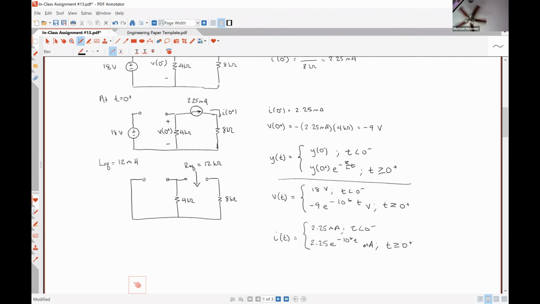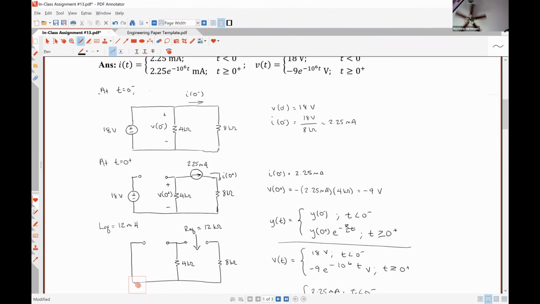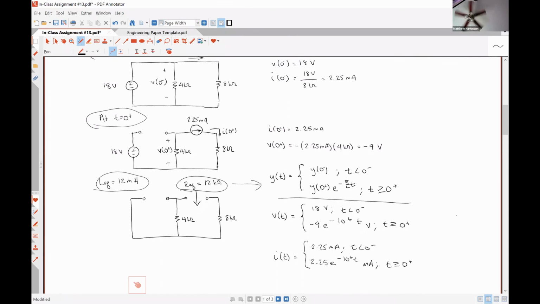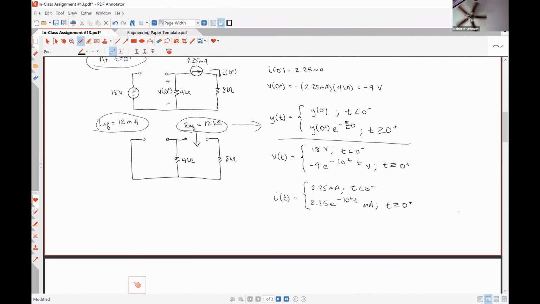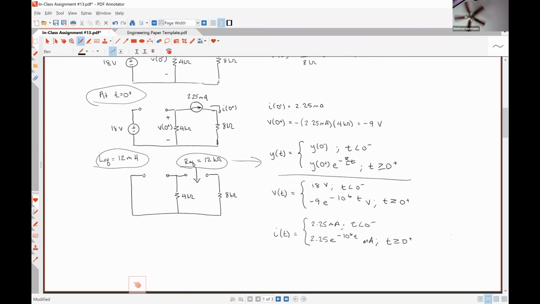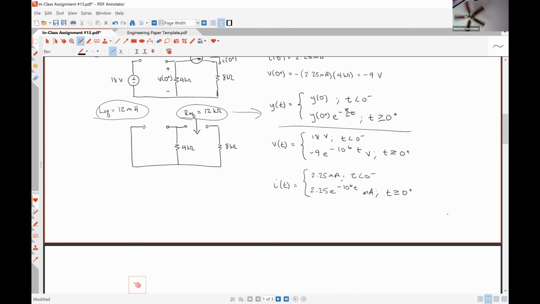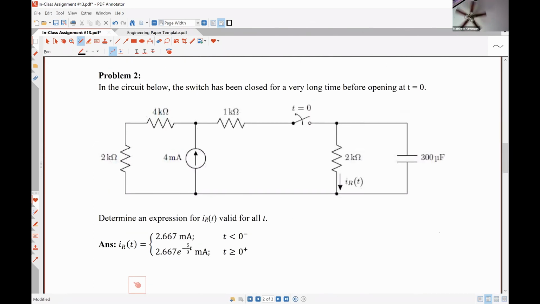So the steps that we follow for this are: analyze the circuit at t is equal to 0 minus, then analyze the circuit at t is equal to 0 plus, find LEQ, find REQ, and then plug all of that information into our generic formula. It doesn't matter if we have an RL circuit or an RC circuit. This is just how we're going to approach it. It's a very algorithmic approach, and if you do the steps in the right order, you will always get the right answer. Any questions on that first problem? Groovy.